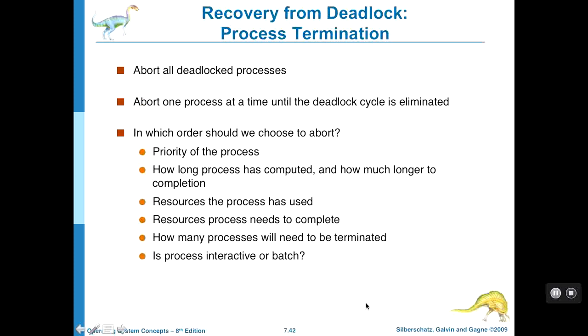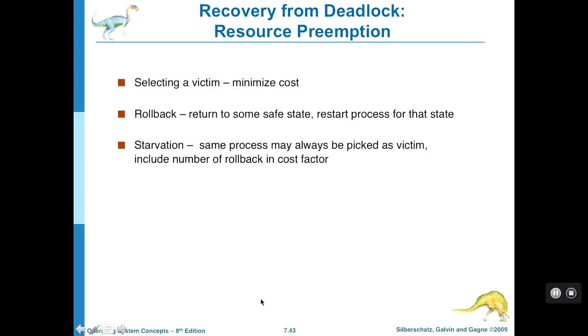So we talked about recovery. I started alluding to recovery from deadlock. There are a couple of options. You can use process termination. You can try to abort all the processes, or abort them one at a time and in order. You can consider priority, who has processed the longest, who has the most left to do. How many resources does the process have? How many resources does it need to complete? Is the process interactive or batch? All of those are criteria that you can use to determine which process should be terminated.